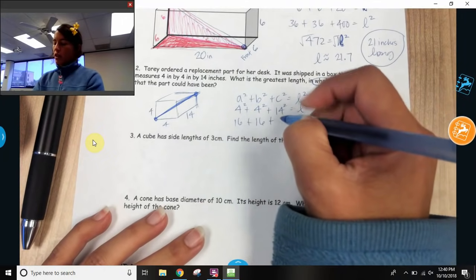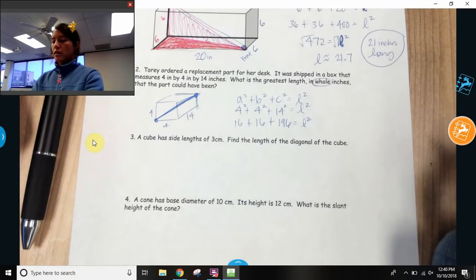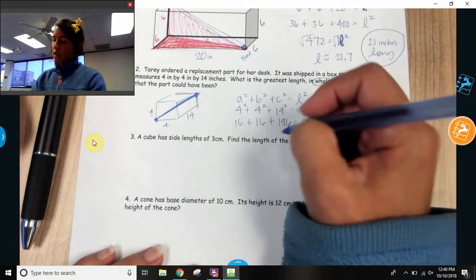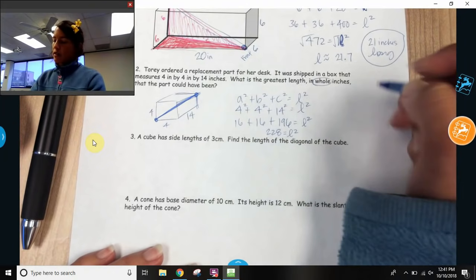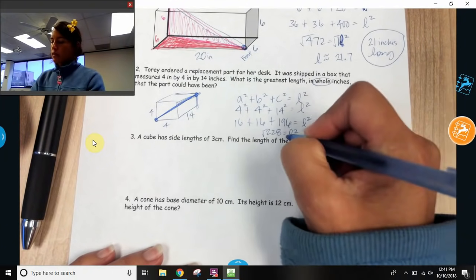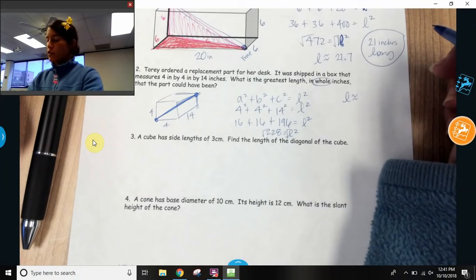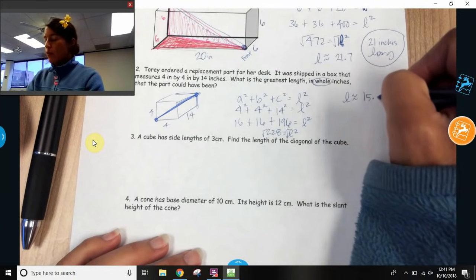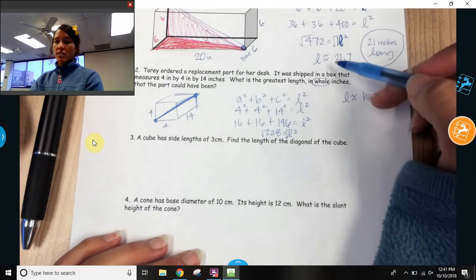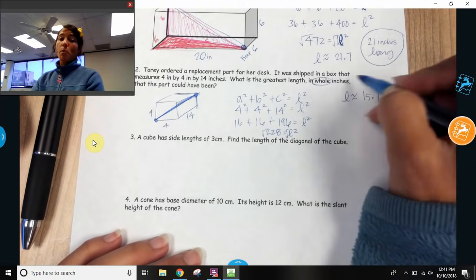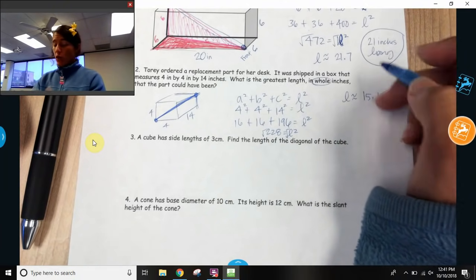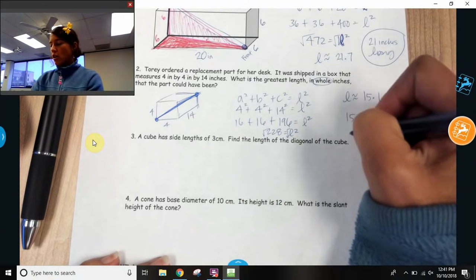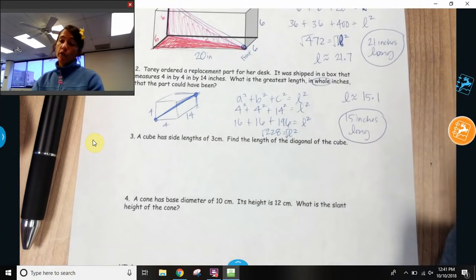16 plus 16 plus 196. And so I think 14 squared is 196. 228 is L squared, and I'm going to take the square root of both sides. So the square root of 228 is about 15.1, but again it says whole inches, and the longest shape in whole inches would be 15 inches long, because anything over 15 inches, or whole number, 16 inches wouldn't fit in this box.